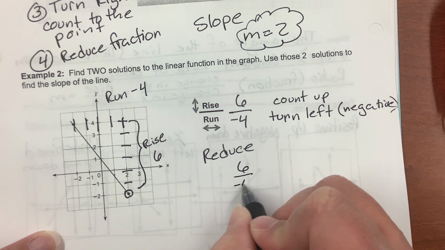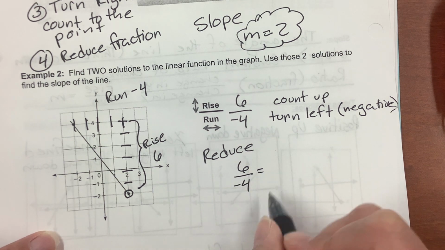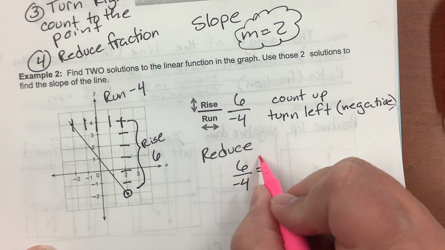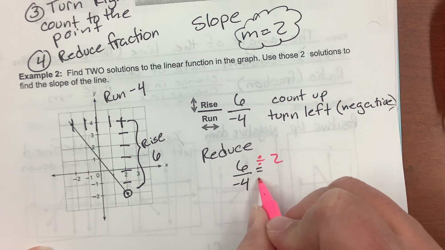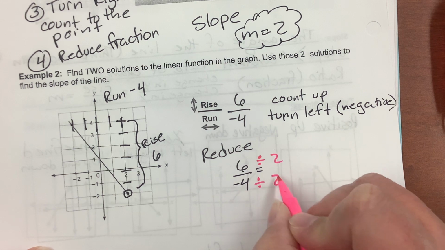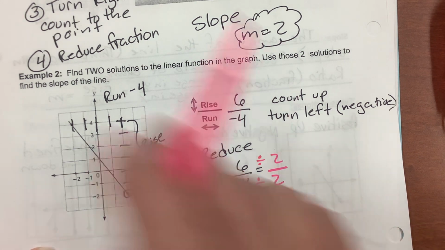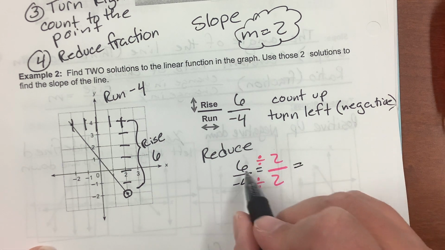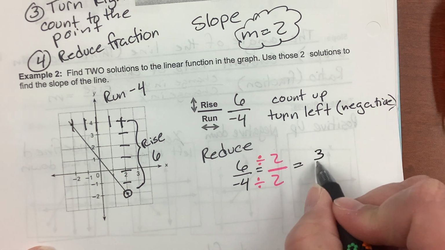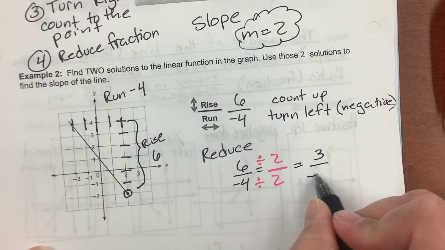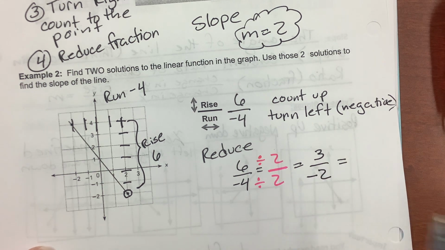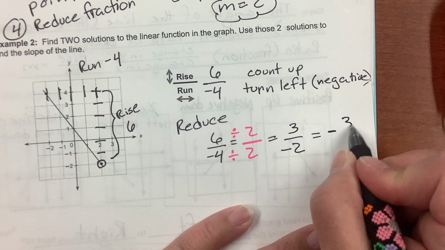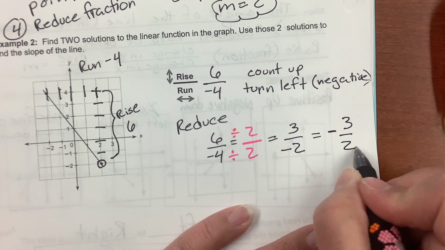6 over negative 4. Well, to reduce that, I would divide the top by 2 and the bottom by 2. And you can do that because 2 over 2 is 1. It's dividing by 1. Here we go. 6 divided by 2 is 3. 4 divided by 2 is negative 2. And you know what? I'm going to put the negative sign in front and get negative 3 over 2.